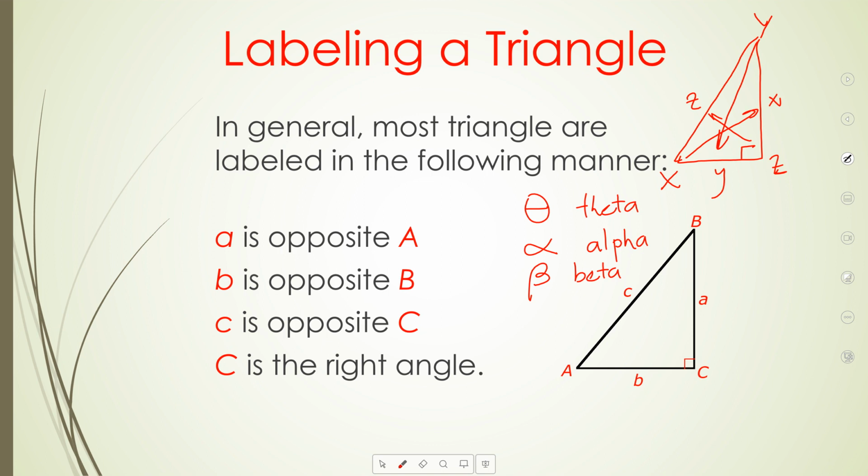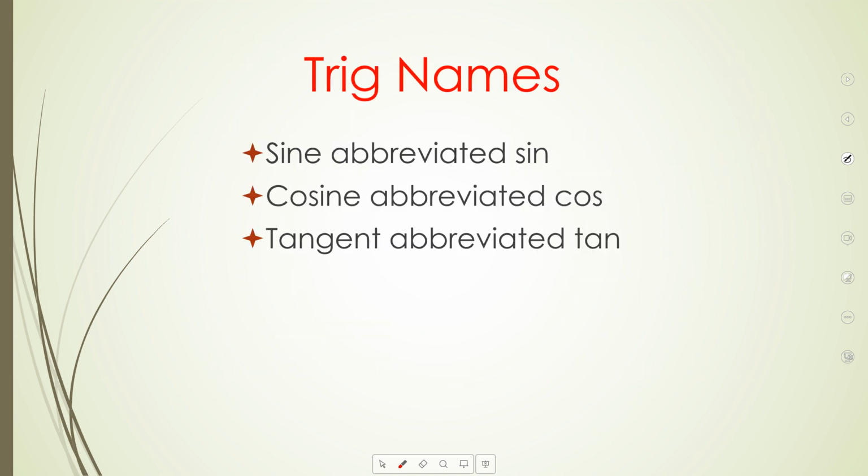Okay, so trig is just like any other function. It's like addition, it's like subtraction, it's like square rooting. You take a value, you apply the function to it, it spits out another value. And they're defined this way. There's three of them: sine, cosine, and tangent. And they're abbreviated S-I-N, C-O-S, T-A-N. Look at your calculator, find those buttons on your calculator. They're pretty hard to miss.